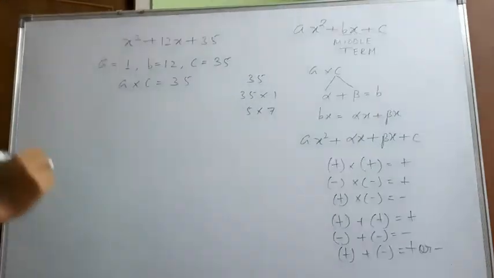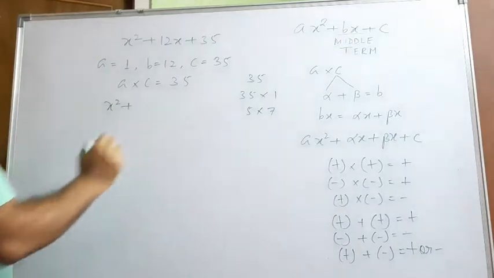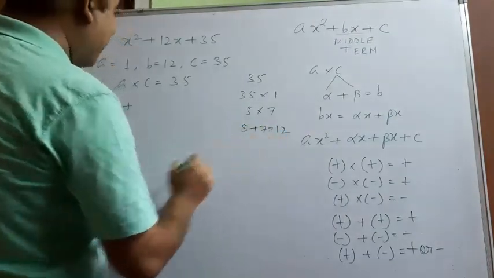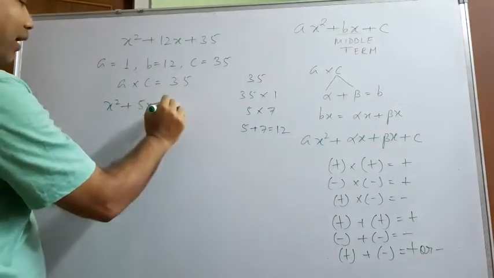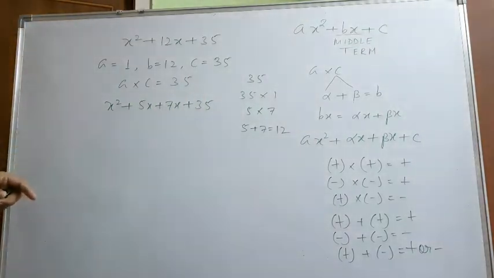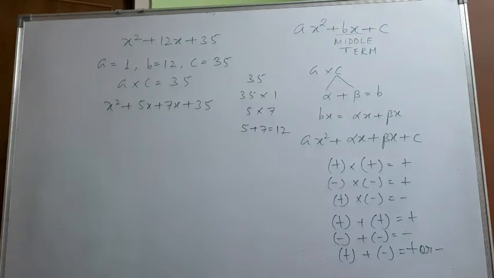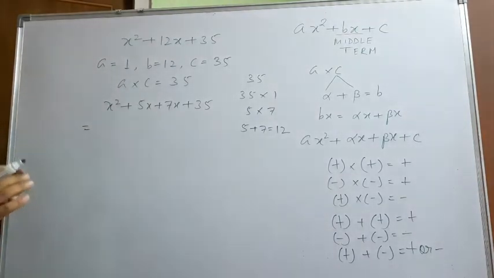It is 12. So that's why, what we can do, in x square, this 12 can be written as the sum of 5 and 7. So 12x can be written as the sum of 5x and 7x plus 35. Now after splitting the middle term, we will have a total of 4 terms. Next, factorization. The middle term is already split.